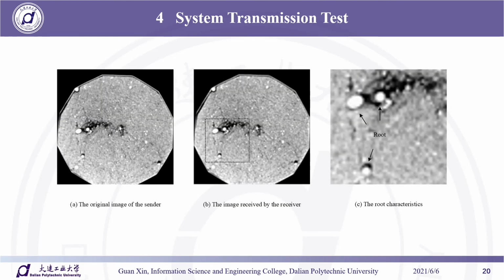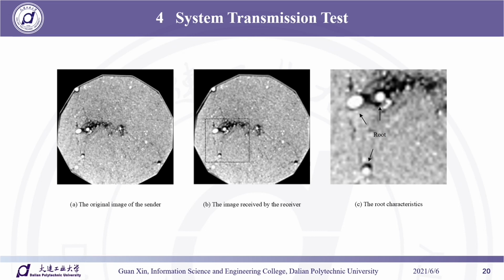In this picture, we can see the transmission diagram of the transmitting end and the receiving diagram of the receiving end under the optimal communication distance of 30 centimeters. Figure A is the original image of the sender. Figure B is the image received by the receiver. Figure C is the root characteristics. The white points are the roots.